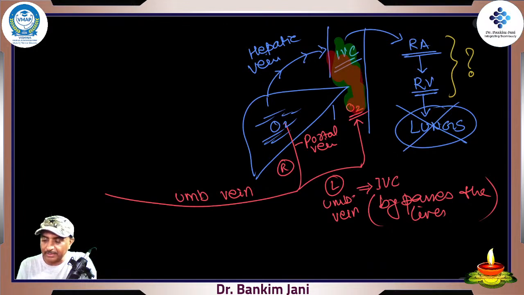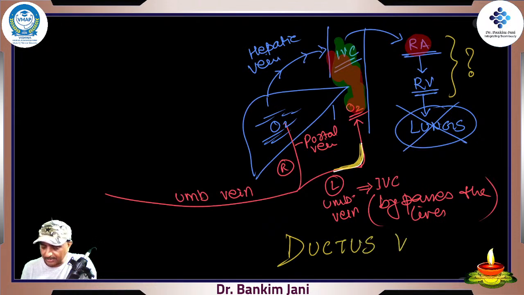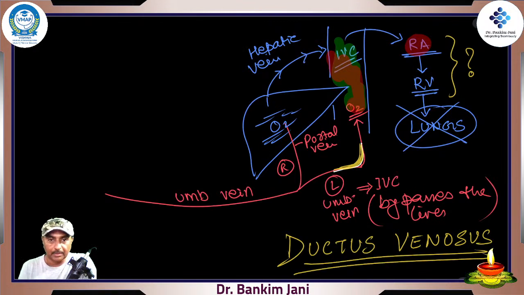This mixture reaches the right atrium. Now we need to know one name. There is a special duct, and I am highlighting this. This special duct, which is meant for the connectivity between the left umbilical vein and the inferior vena cava, is called the ductus venosus.